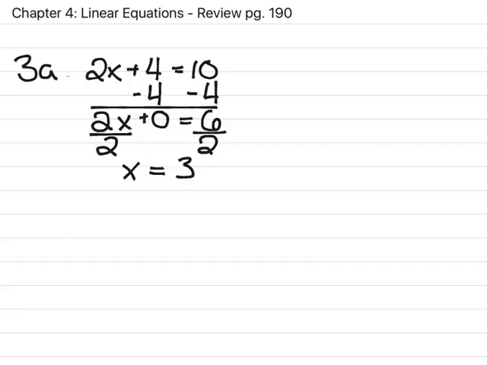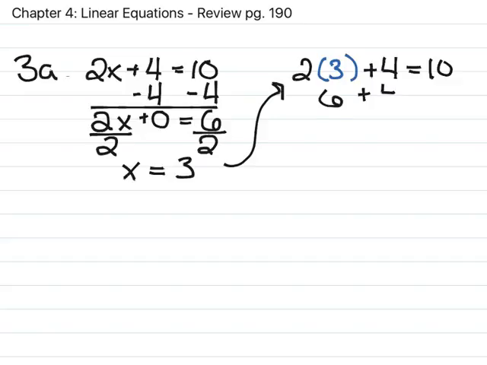So now to check this, you have to plug this back into the equation. So we have 2, and our x we think is 3, plus 4 equals 10. So 2 times 3 is 6, plus 4, 10, 10 equals 10. So it works.